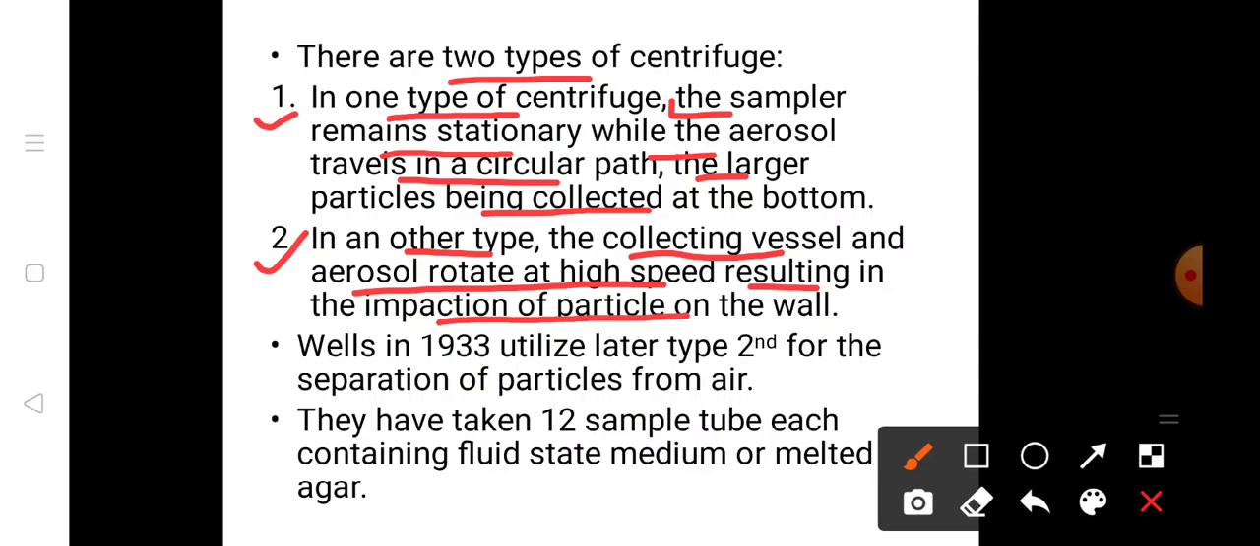The scientist named Wells in 1933 utilized the latter type, type 2. It was utilized for the separation of particles from the air. For the enumeration of microorganisms by the centrifuge method, he used the latter type 2. For that, he took 12 sample tubes, each containing a fluid-state medium or melted agar. He had taken 12 centrifuge tubes, in which he added melted agar or melted broth.